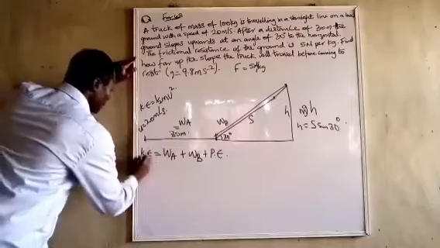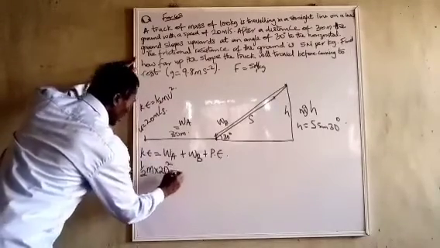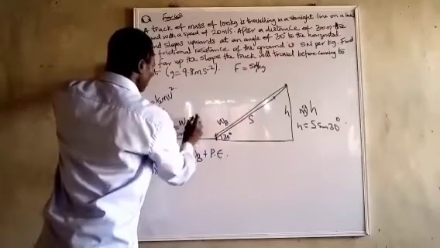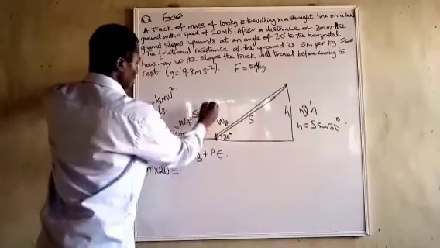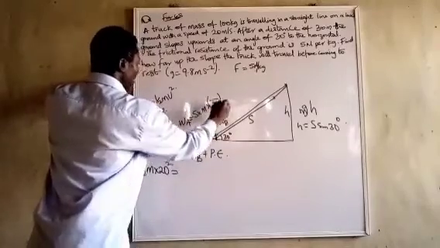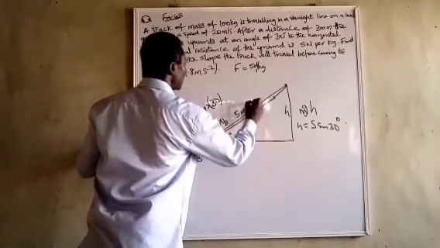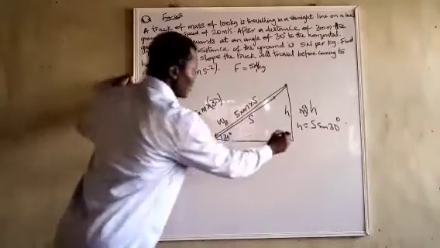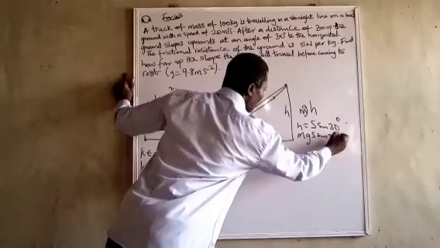So here now I have half m times 20 squared. And what is my WA? You know I have 5 Newton per kg, so I have 5 times m, that is the force, times 30, that is the distance. In this place too, I have 5 times m times S. You can see, and here I have mgS sine 30 degrees.